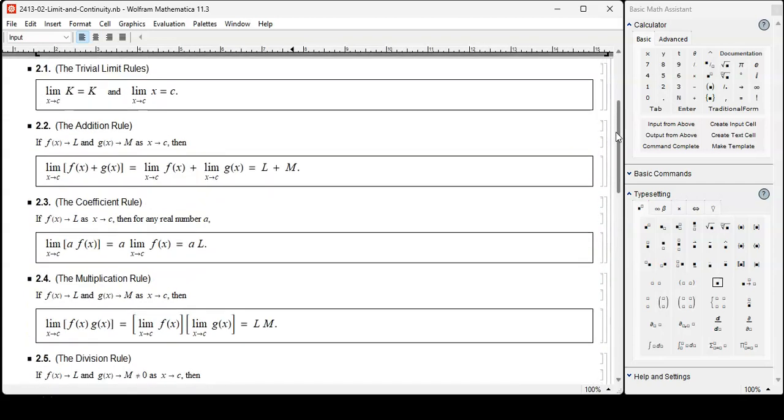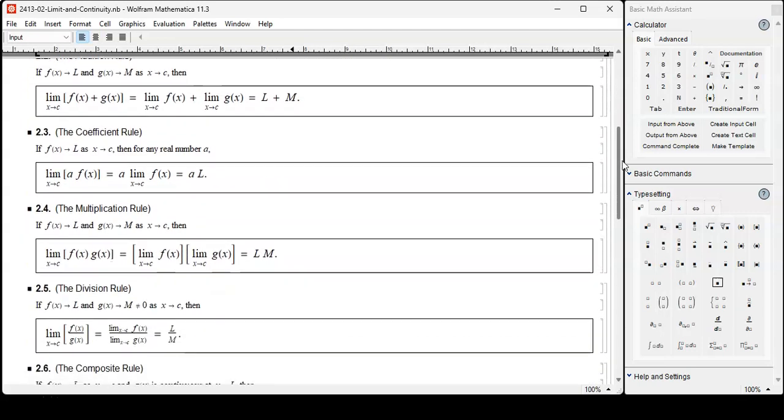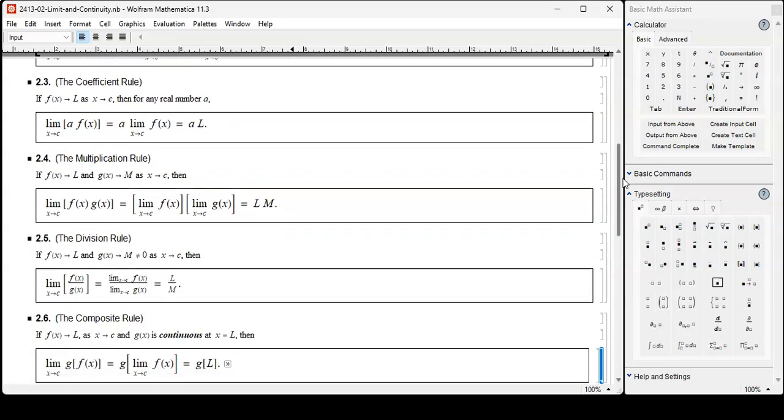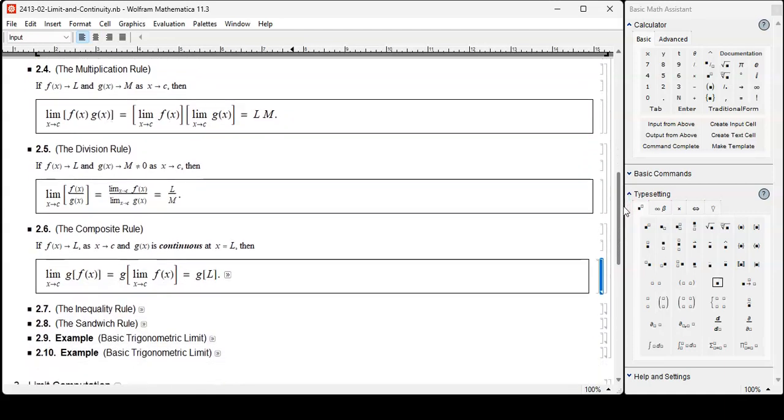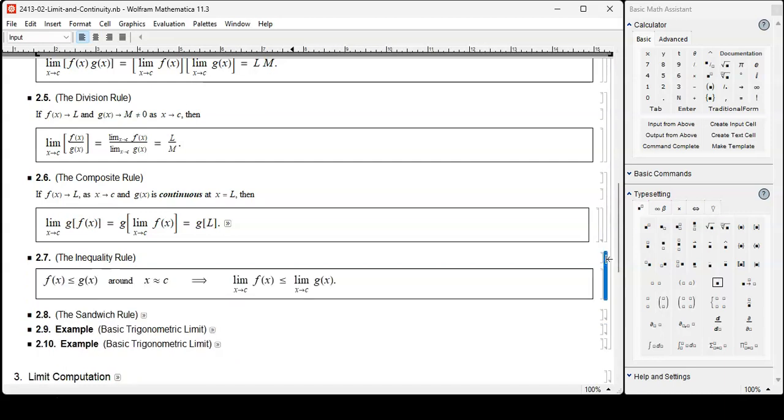All right. Trivial rule, addition rule, coefficient rule, multiplication rule, division rule, all right. Composite rule, okay, that was a hard one. Now we have a couple more. The inequality rule: if g is greater than or equal to f, then the limit of g is greater than or equal to the limit of f. Okay, all right.